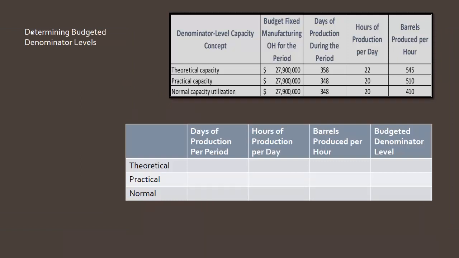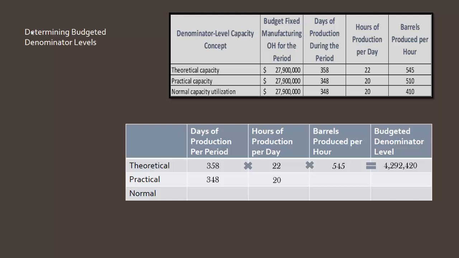Now we need to figure out our budgeted denominator level. Again, we're going to allocate out these fixed costs evenly among all of the units we expect to produce. Well, what is our expected production? Theoretically, we could operate for 358 days a year at 22 hours a day, making 545 barrels of beer per hour. So theoretically, we could produce, if we multiply these three numbers together, a whopping 4,292,420 barrels of beer during the year. Practically, however, we can only operate for 348 days.